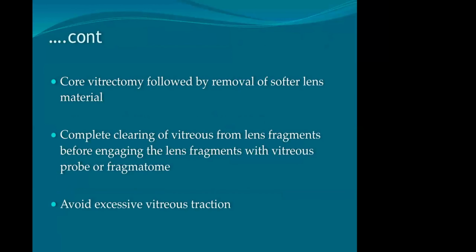Now, during the vitrectomy, first do the core vitrectomy, followed by removal of some soft lens matter. Then complete the clearing of vitreous from lens fragments. Lens fragments should not be removed when they are entangled with vitreous. So, number one thing is to clear the vitreous from the lens fragment. The lens fragment should be completely clear of vitreous before you use the fragmatome. And always avoid excessive vitreous traction. If there is vitreous covering the lens fragment and you apply the fragmatome, you will pull on the vitreous, and it might pull on the vitreous base and cause retinal tears.